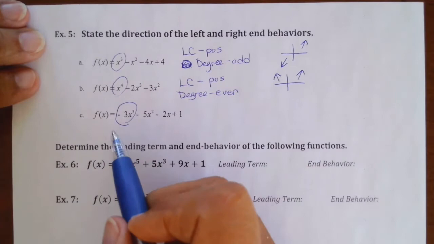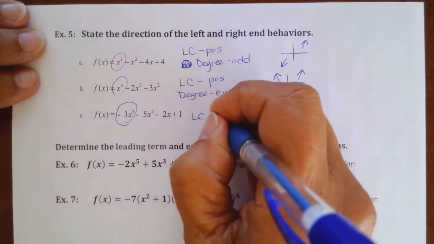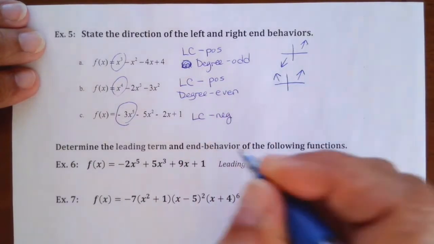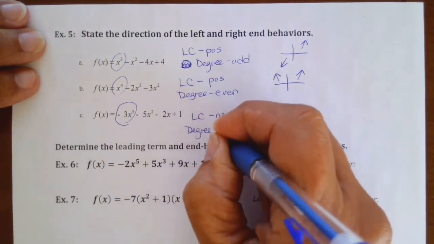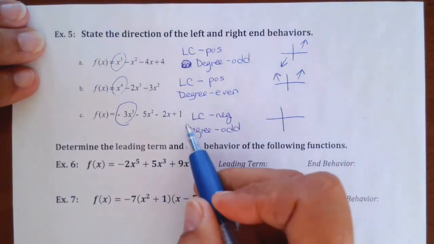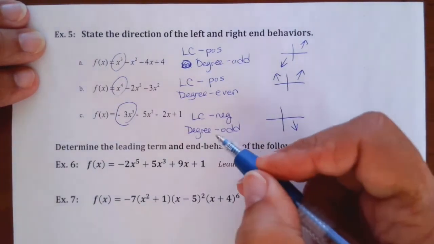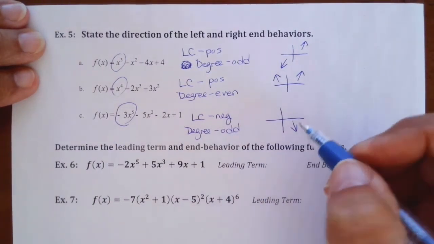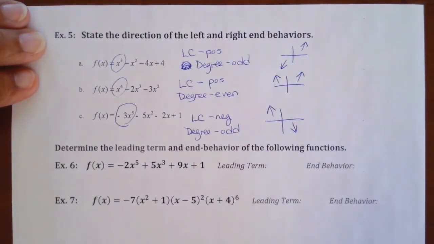All right, and lastly, negative 3x to the 5th. So this leading coefficient is a negative number. And the exponent, the degree, is 5, which is odd. So this one, since the leading coefficient is negative, right side has to go down. And since the degree is odd, they have to be doing opposite things. So the left side would have to go up.